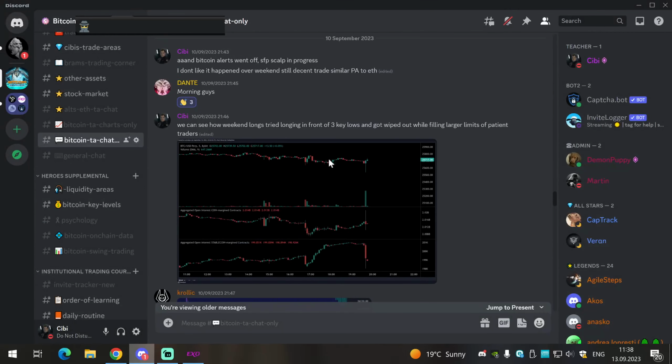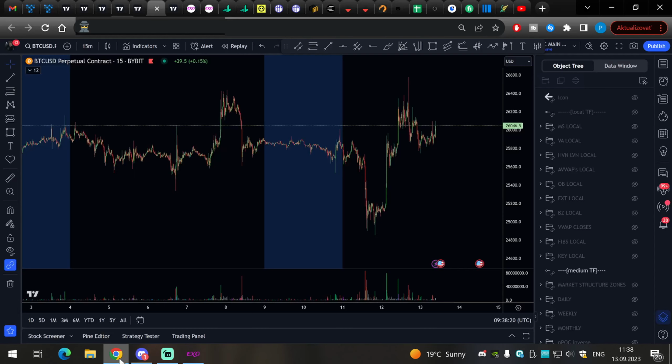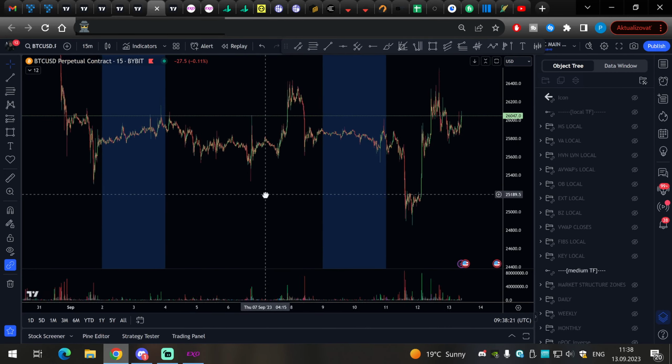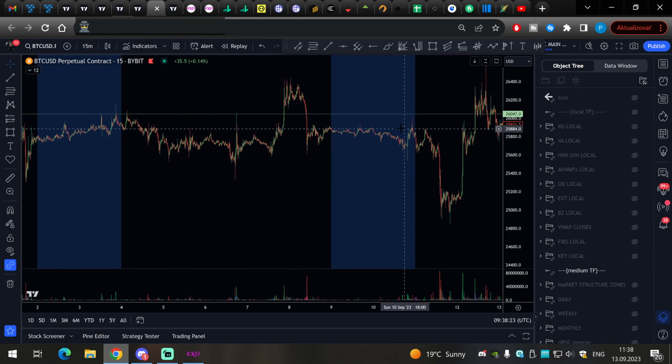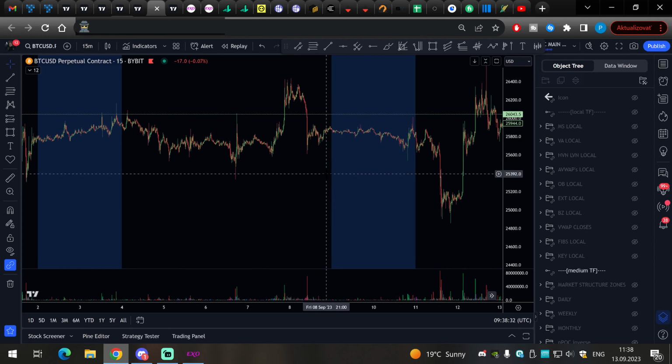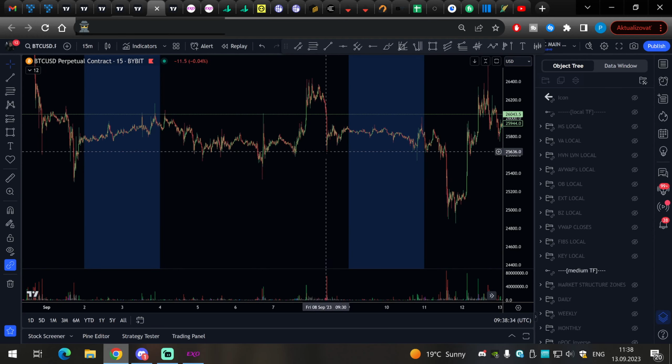I was saying weekend longs tried longing in front of the 3 kilos and got wiped out while filling larger limits of patient traders. And now, what lows were we taking? Look here. First of all, you needed to have an alert below this low, because why? It's a high volume low, and a lot of people will have stop losses below this low. It was taken out. So Friday low taken out, weekend liquidity taken out partially.